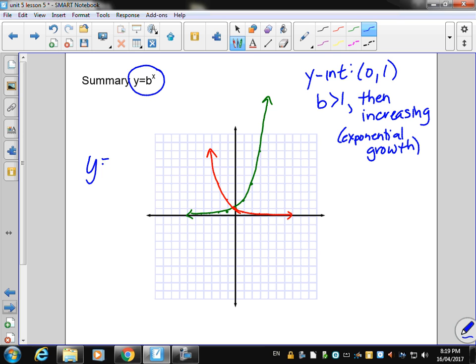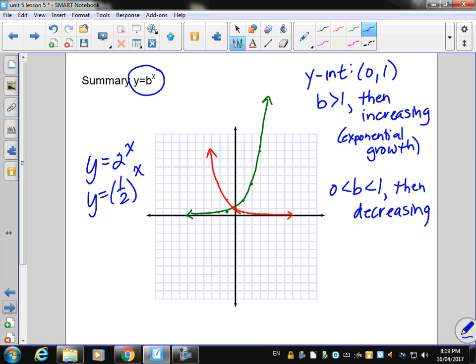I'm just going to write my 2 equations over here. All right, if b is between 0 and 1, so a fraction that's less than 1, then we have a decreasing function, or exponential decay. And you can see the different shape there in the green and the red.